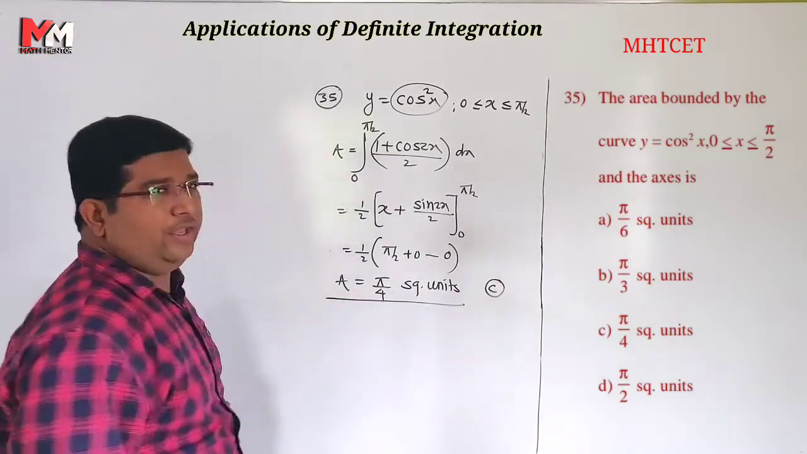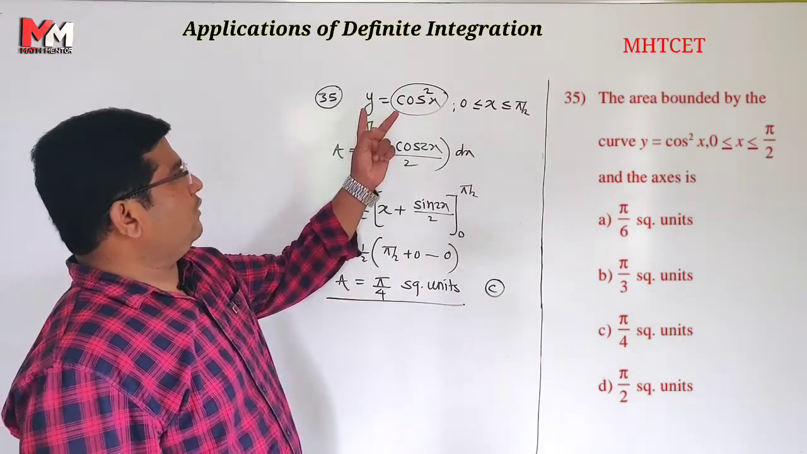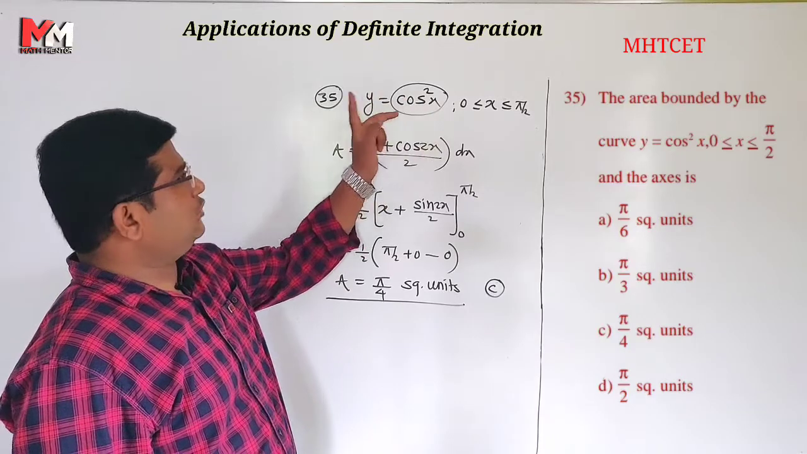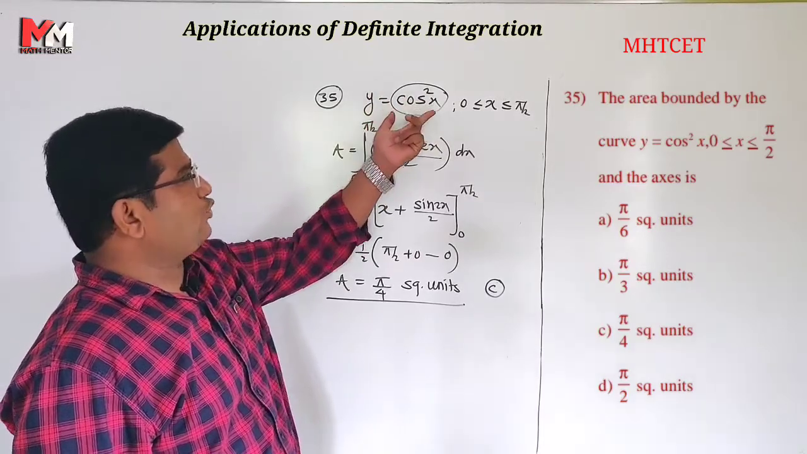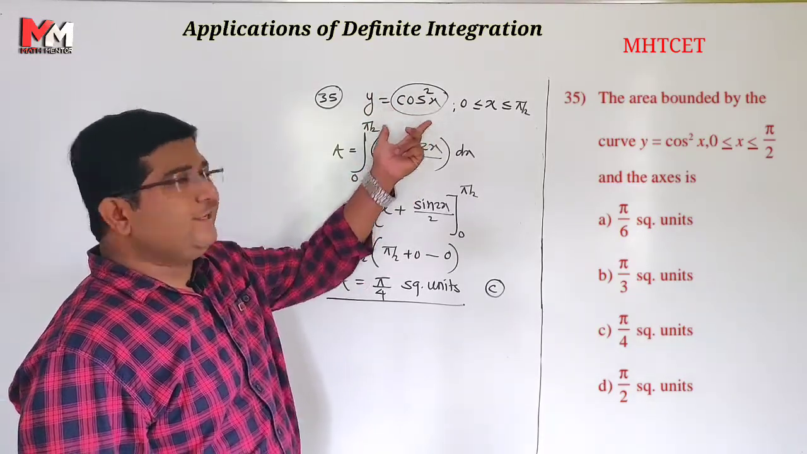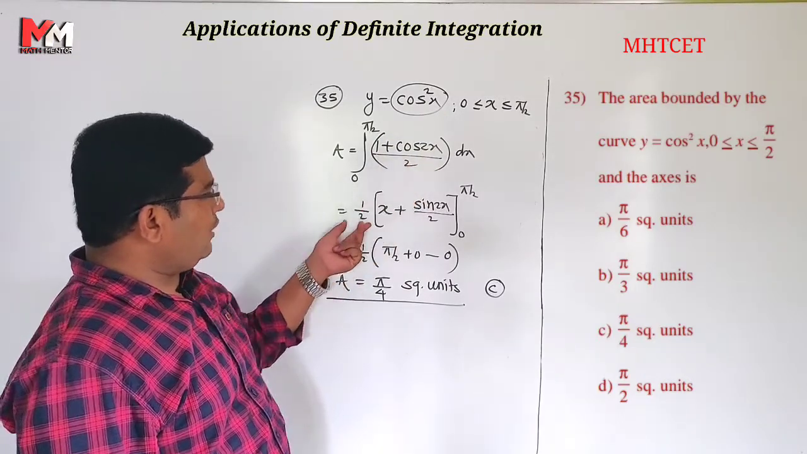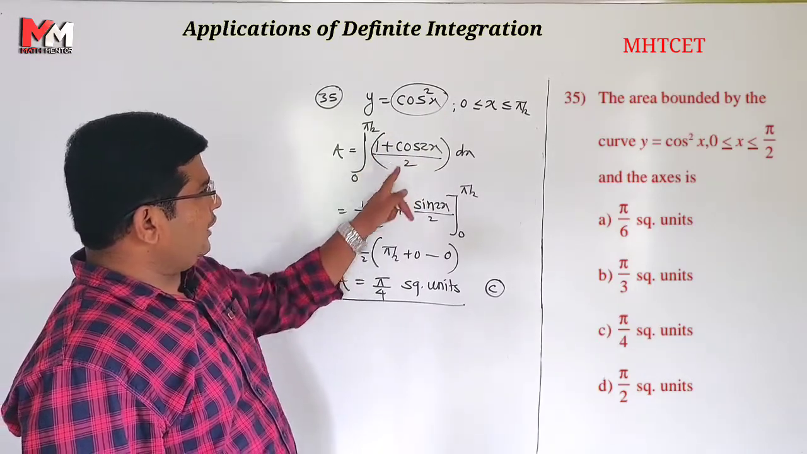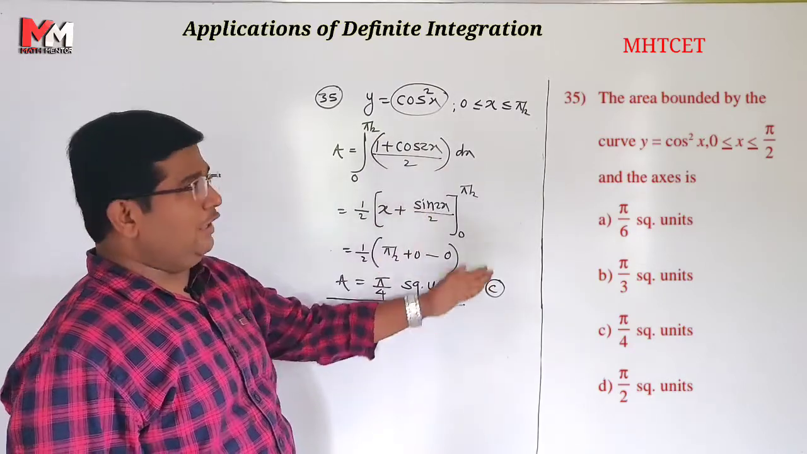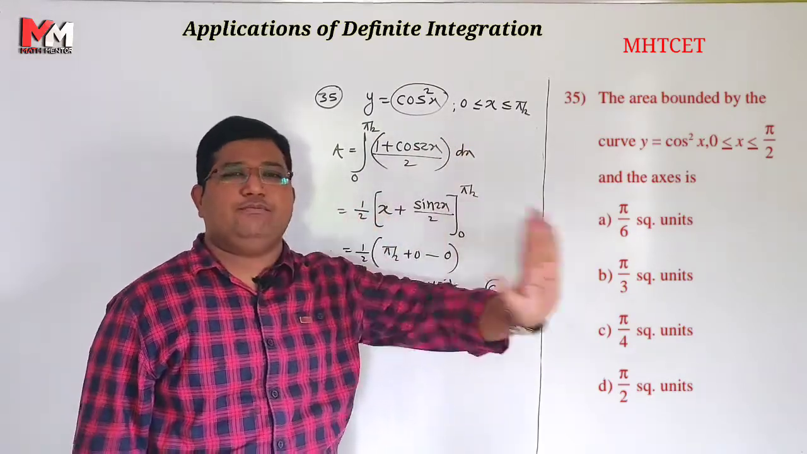C. Okay. So we have to find the curve y is equal to cos square x. The left hand side is y, so directly cos square x. But cos square x is not integrable, so convert it into the formula 1 plus cos 2x by 2. Only the 2 is taken outside. The integration of 1 is x, and of cos 2x is sin 2x by 2. Limits are given. It's absolutely a very simple question.